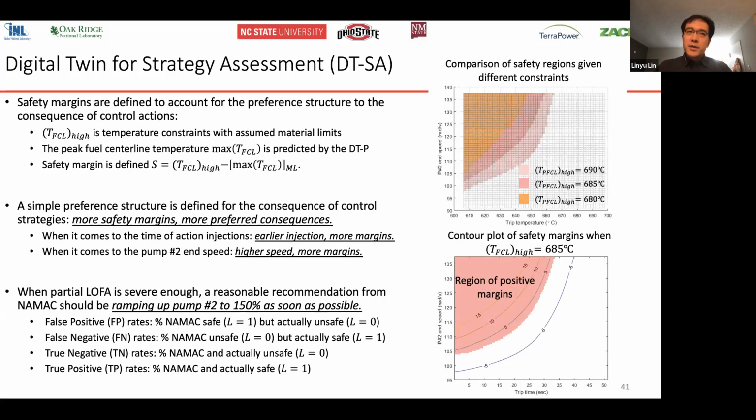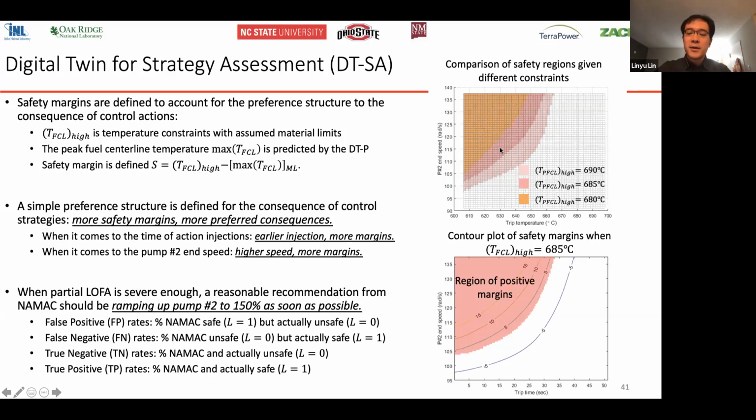And this safety margin is defined based on the temperature constraints and the fuel cylinder temperature. The temperature constraints are made with assumed material limits, while the maximum temperature is predicted by the prognosis model. And by subtracting the maximum temperature from the temperature constraints, we get the safety margin.